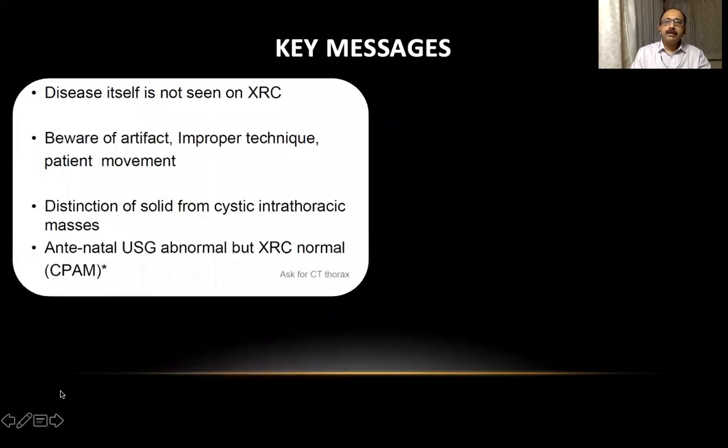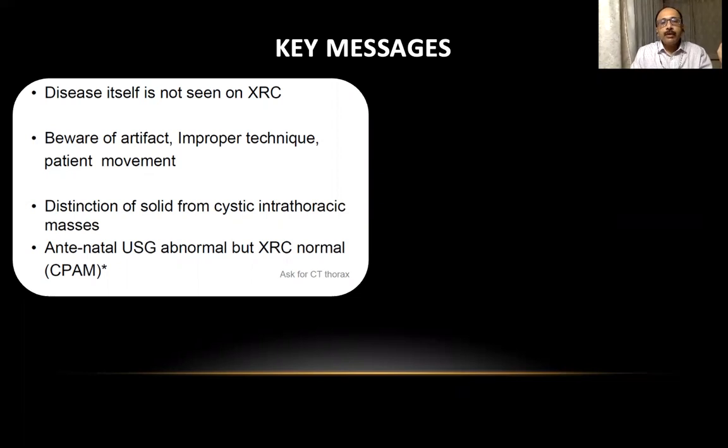So what did we learn in this session? That diseases themselves are not seen on the X-ray chest. What you are seeing is a two-dimensional representation of a three-dimensional object. Beware of artifacts, improper techniques, and patient movements which may mimic and give a false impression of a disease. The X-ray doesn't help us in identifying a solid from a cystic intrathoracic mass.